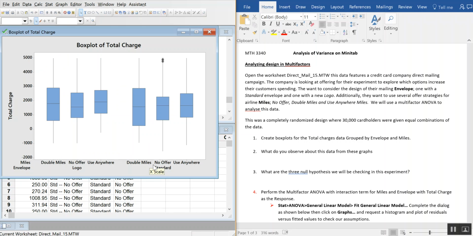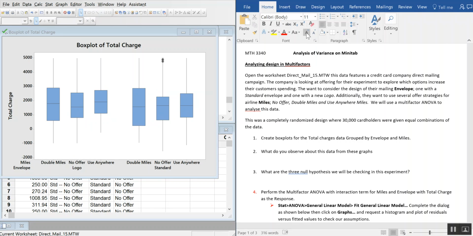There we go. As you can see, it grouped according to the first thing I gave it, which is envelopes, and then within those groups it created the double miles, logo and use anywhere. And these are fairly close. I'm hoping you notice that double miles looks pretty similar to itself across logo and standard, and the same thing with offer and use anywhere. These are all fairly close to each other. I'm going to say that it looks like I can be okay with equal variance.